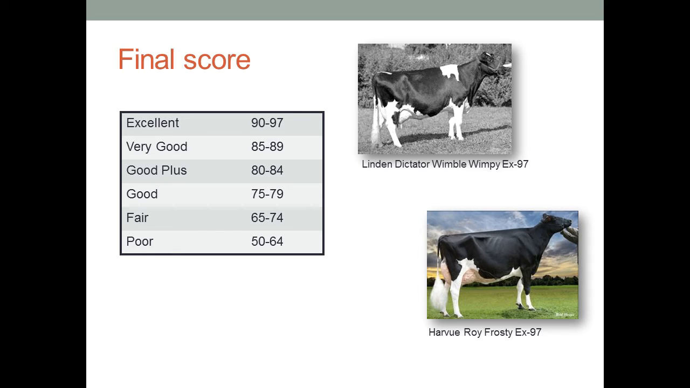So for this final score, cows scored between 90 and 97 are called excellent. Cows 85 to 89 are very good, then good plus, good, fair, and poor. And the average final score in the Holstein breed is somewhere around 77 points.